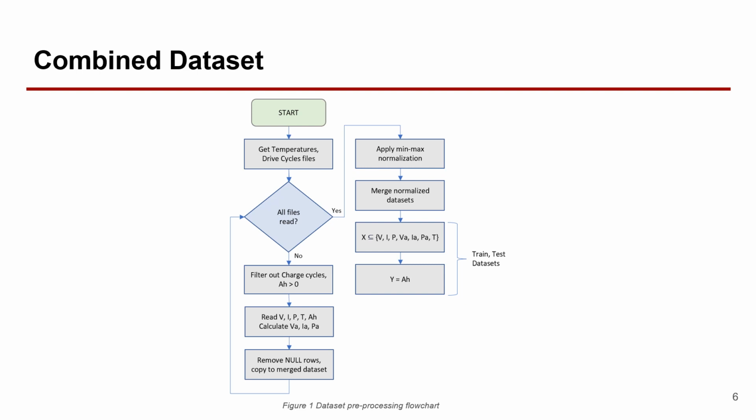Once we calculate these values, we remove any null rows that come up, and then we copy them to a merged dataset. We repeat this process for the LG dataset first, and then we repeat this for the Panasonic. And once it's done for both, we normalize the datasets and we merge them together. That's what you see here in the second column.